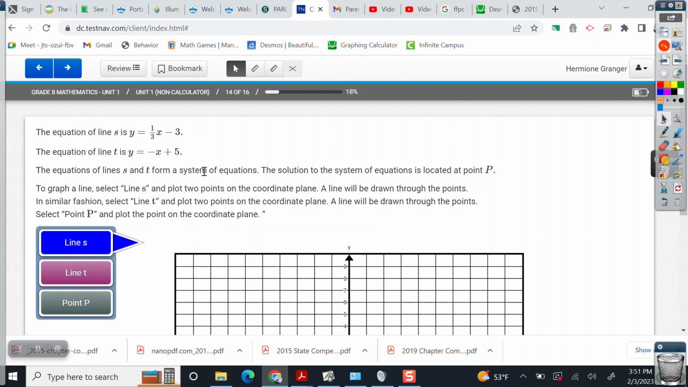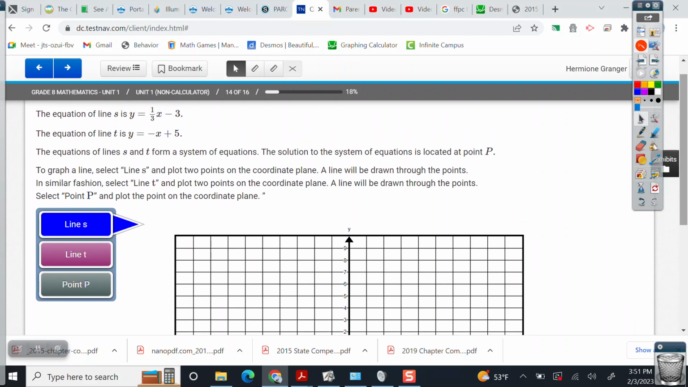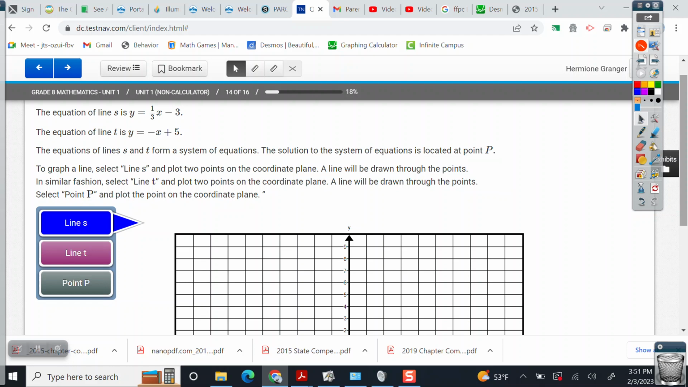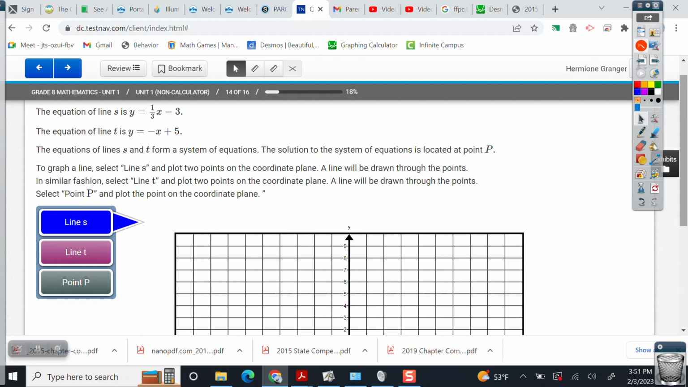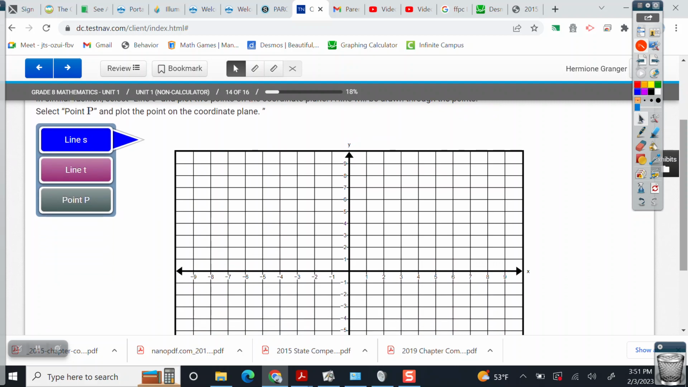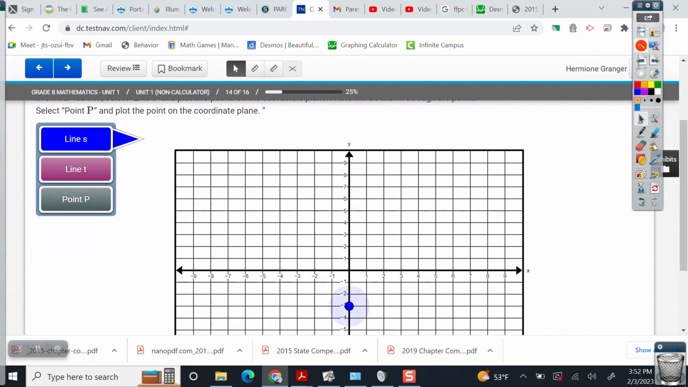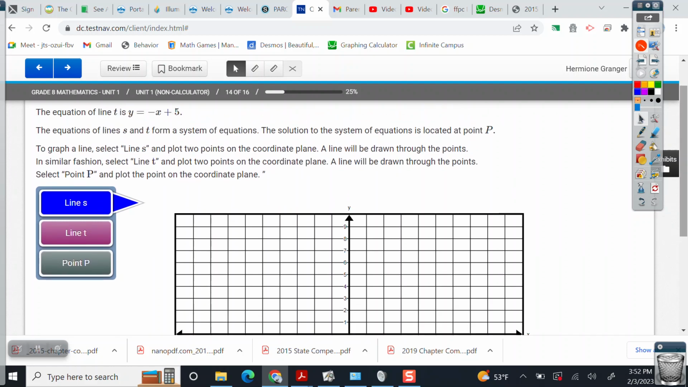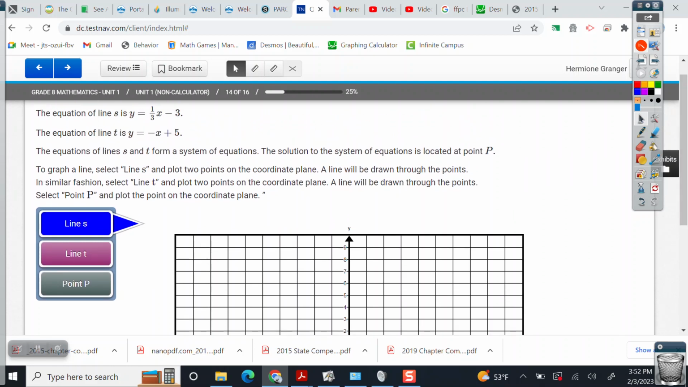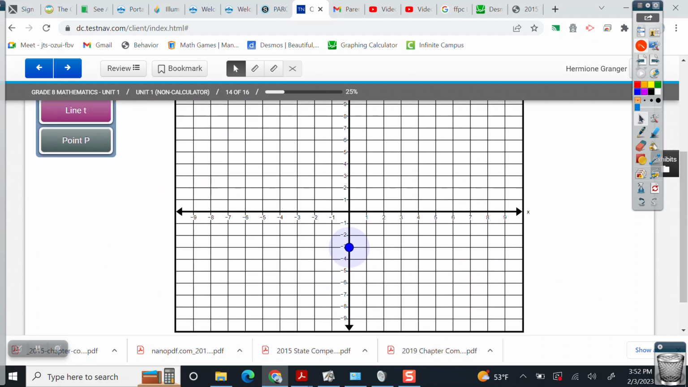All right. So I'm going to show 2 ways of doing this problem. So we have line S, and line S is going to be at y equals 1/3 x minus 3. Well, what's the y-intercept? The y-intercept is negative 3, so I'm going to put a dot at negative 3. All right, and then I'm going to slide up so I can see my equation, and I have a slope of 1/3. So that is up 1 to the right 3. Up 1, right 3, up 1, right 3. All right. So I'm going to go up 1 to the right 3, and I get my line.